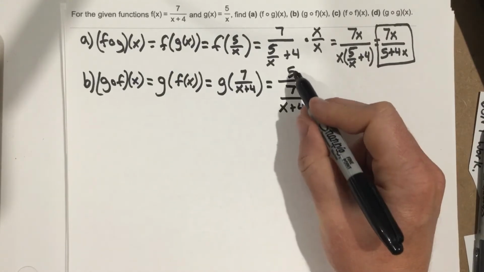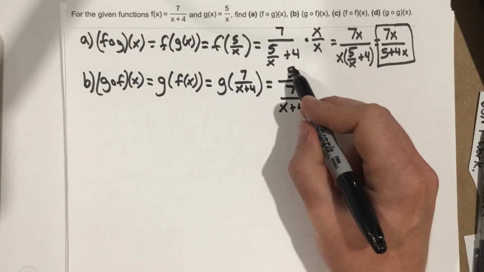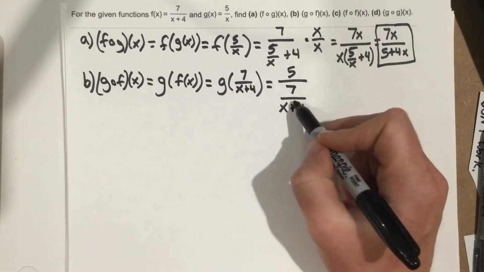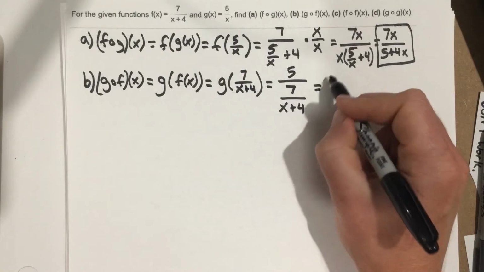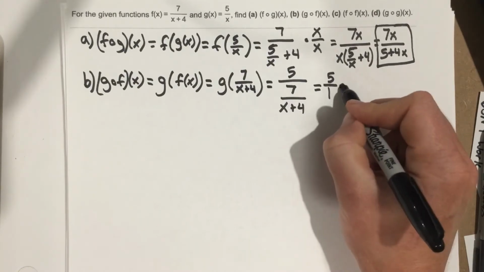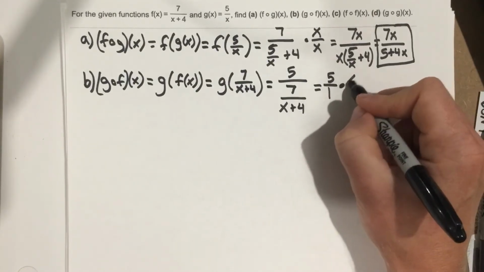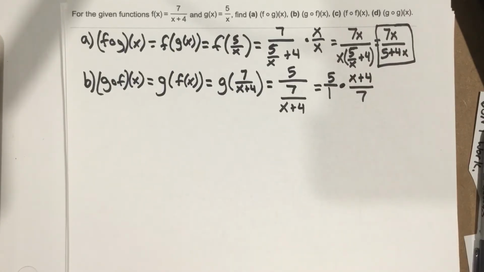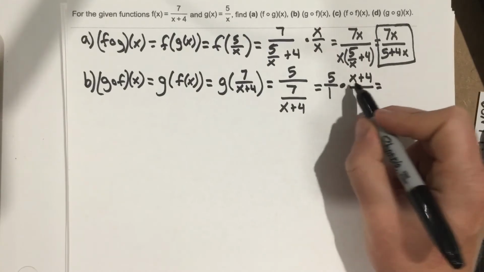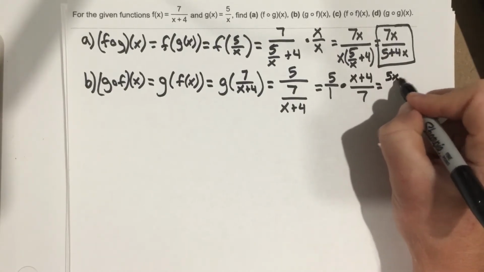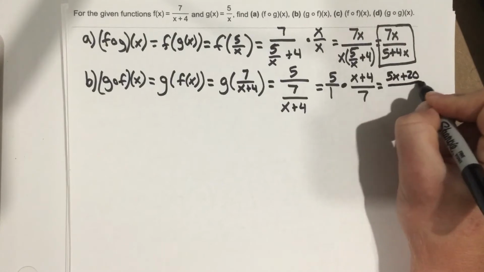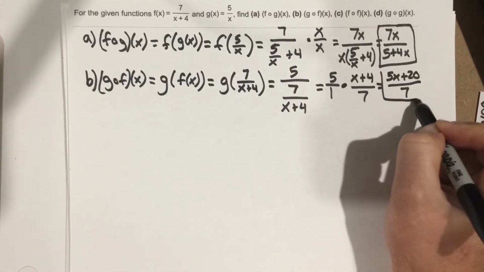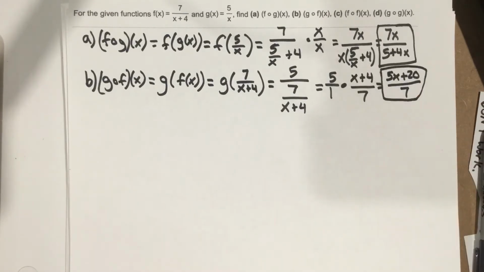Now we have technically a fraction on top, 5 over 1, divided by a fraction on the bottom. We flip the bottom and multiply. So it's going to be 5 over 1 times the reciprocal of this, which is x plus 4 over 7. Do a distribution here, and we end up with 5x plus 20 over 7. And that's the final expression for g of f of x.